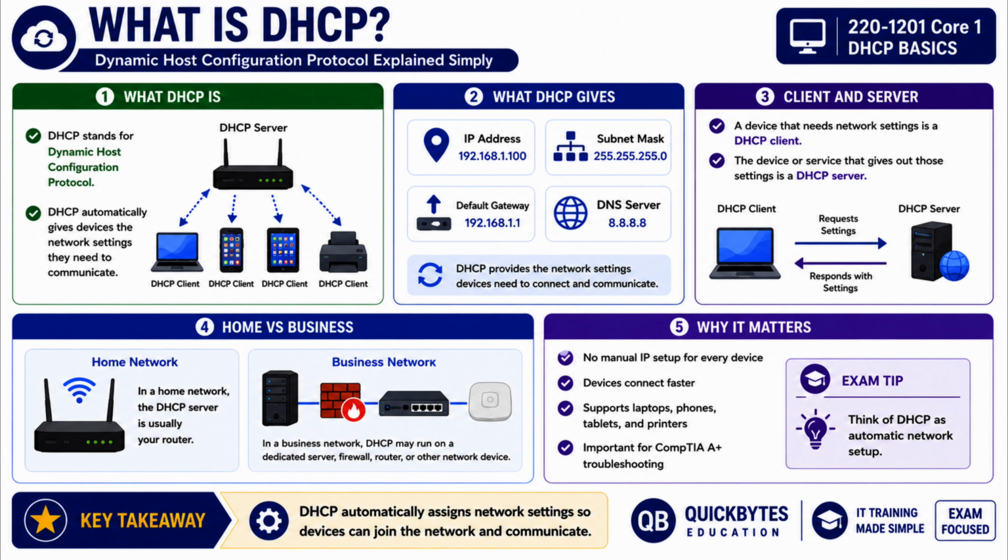A device that needs network settings is called a DHCP client. The device or service that gives out those settings is called a DHCP server. In a home network, the DHCP server is usually your router. In a business network, DHCP may run on a dedicated server, firewall, router, or other network device.